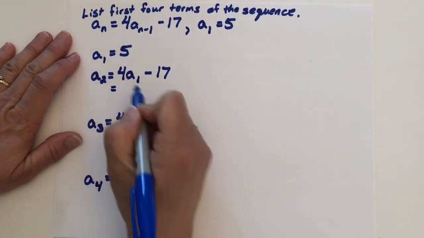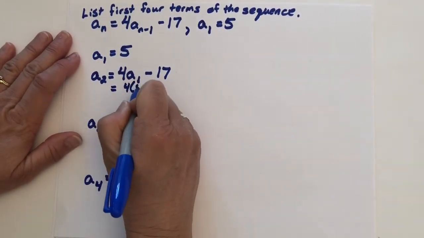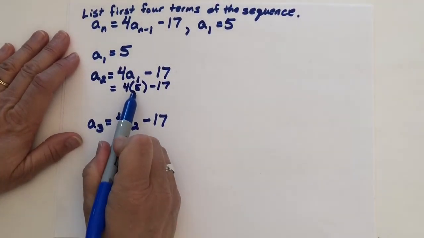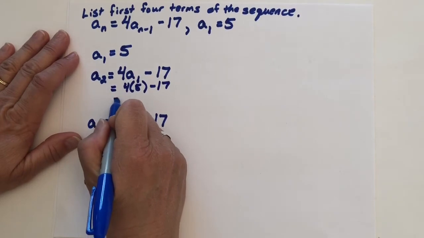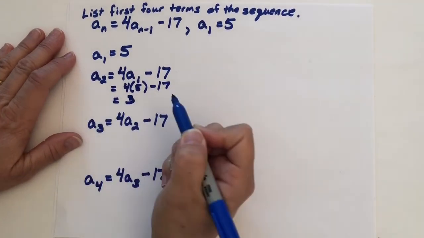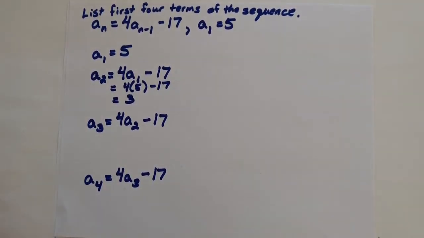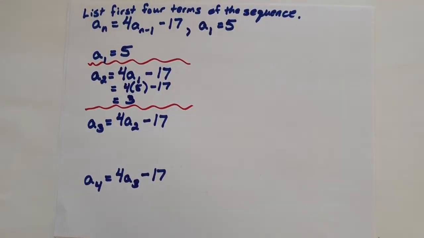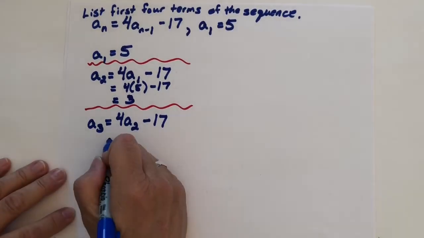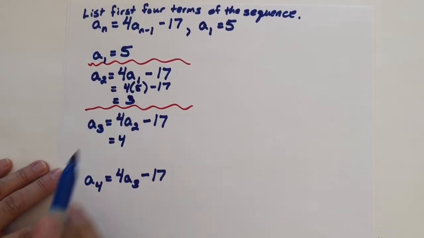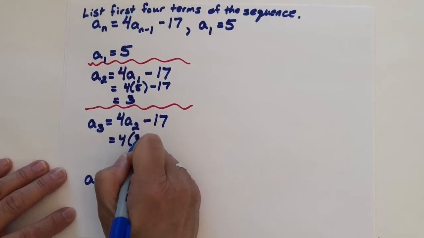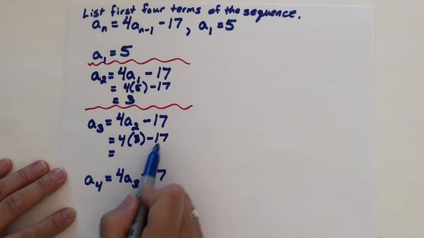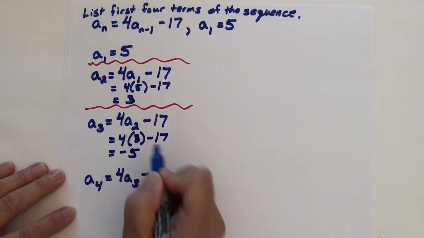So for the second term, I have 4 times 5 minus 17. That's 20 minus 17, and that would equal 3. Let me separate these so we can see them better. The third term is 4 times the second term, which I just found, minus 17. So I have 12 minus 17, and that's negative 5.